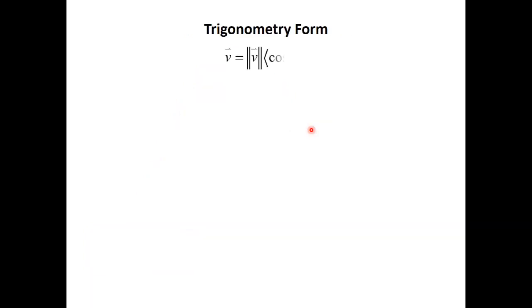Now, trig form. Trig form looks like this. It's the magnitude of the vector times a vector, cosine of the direction angle, comma, sine of the direction angle. Now let's see how this works. How can we write a vector this way?